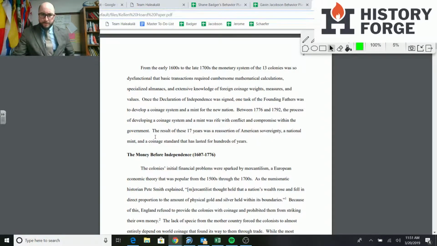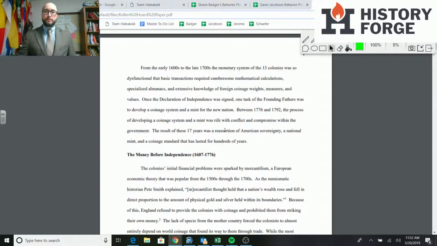I'll read that last part. The result of these 17 years was a reassertion of American sovereignty, a national mint, and a coinage standard that has lasted for hundreds of years. So again, they're giving me more of their thesis. They're talking about cause and effect. The cause is that the money system had a problem with it. That's the conflict right here.